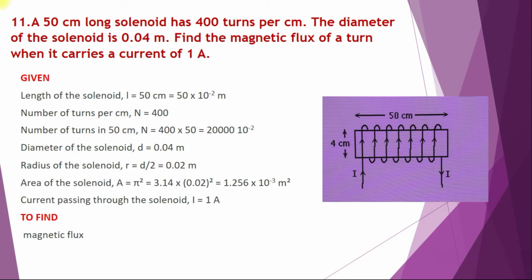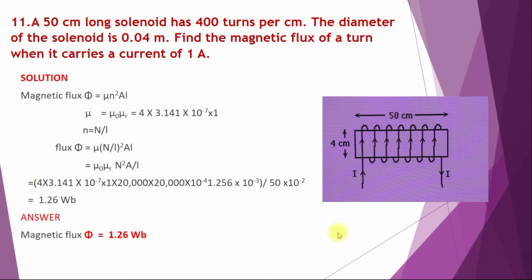We are supposed to find the magnetic flux. So we will start the solution with the magnetic flux formula. Phi is equal to mu n squared into A l, where mu is equal to mu naught into mu r. Mu naught value we know that it is 4 pi into 10 power minus 7. Mu r value is 1 here. So the small n is equal to capital N divided by L.